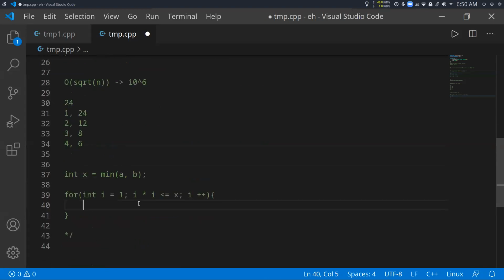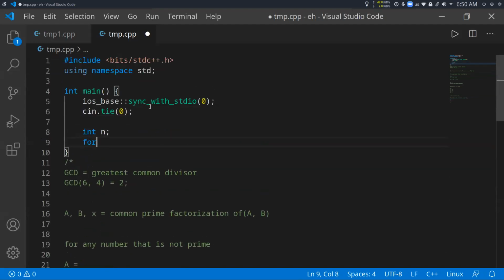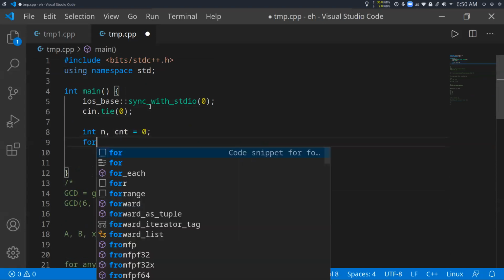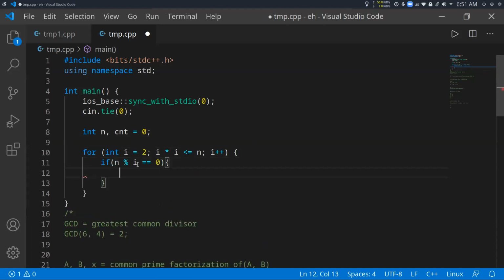How can you do that here? Let's make it a loop. So if we have n, to know the number of prime divisors, let's make cnt equal to 0. We'll start i from 2, not 1, because 1 is not a prime, while i times i is less than or equal to n, i plus plus. So if n mod i equals 0, then for the first time we pass through a divisor, then we know that this is prime.